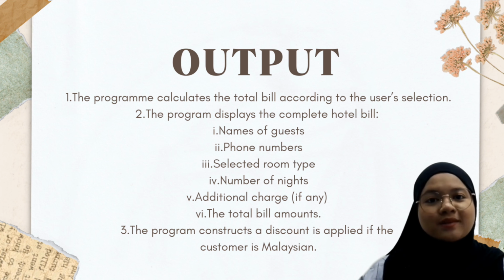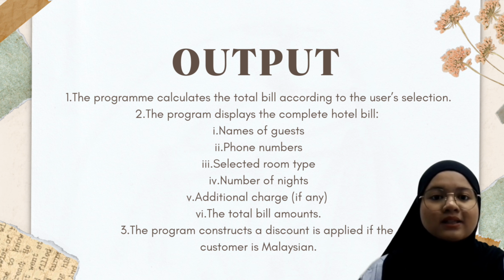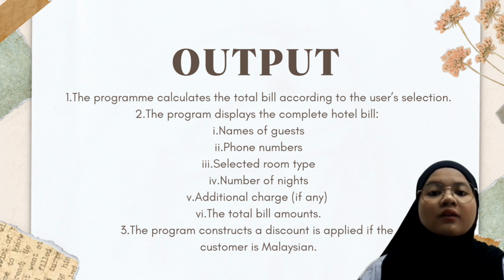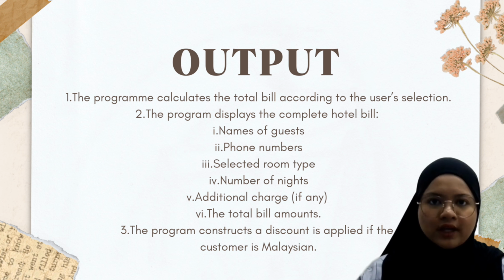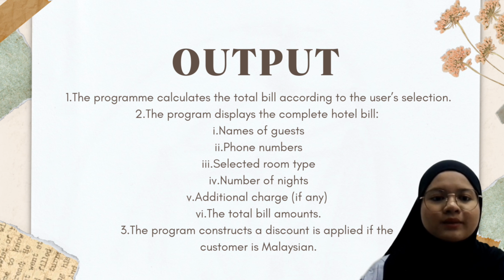Next, I will explain about our output. First, the program calculates the total bill according to the user's selection. Second, the program displays the complete hotel bill, such as names of guests, phone numbers, selected room type, number of nights, additional charge if any, and lastly, the total bill amount. And third, the program applies a discount if the customer is Malaysian.